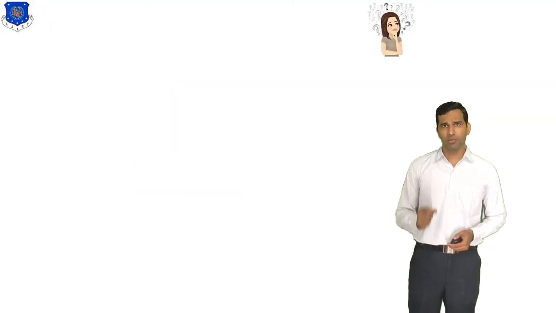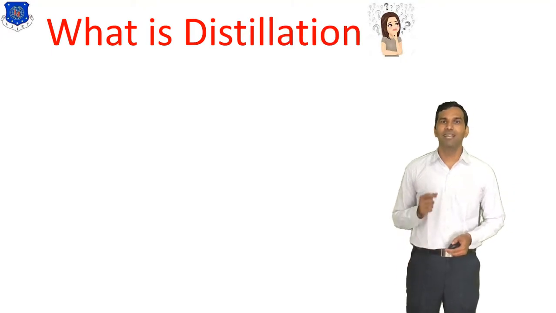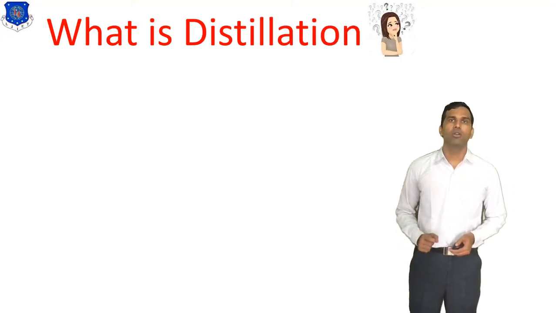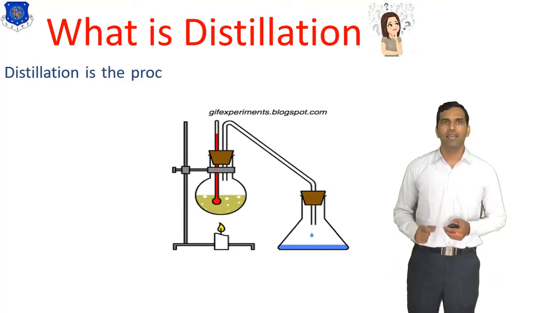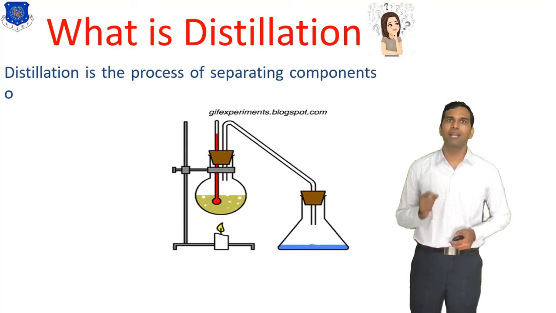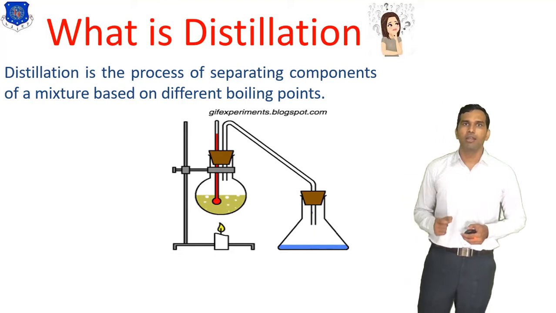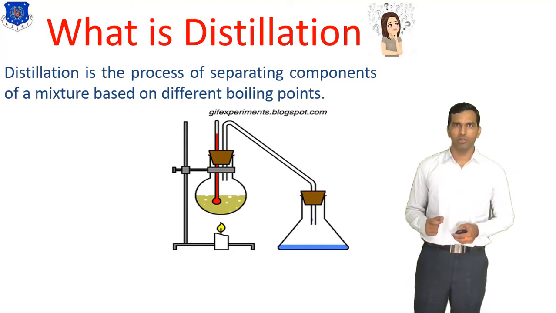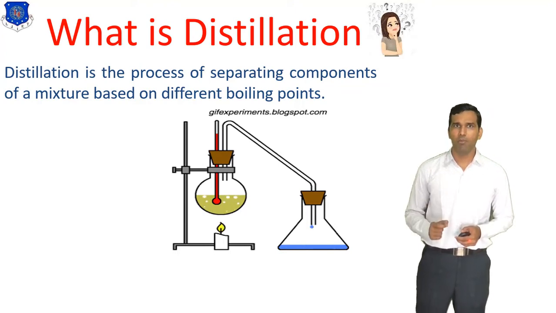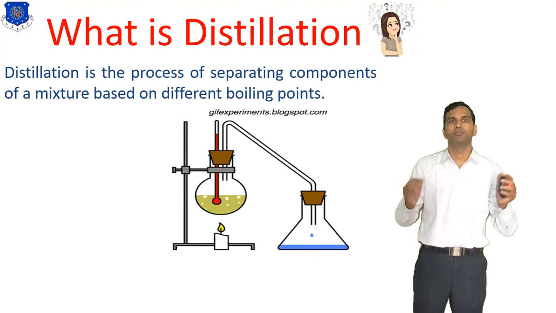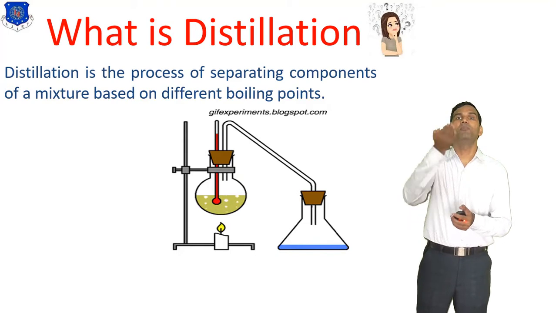First of all, one question comes to our mind: what is distillation? So, the answer is, distillation is the process of separating components of a mixture based on different boiling points. So, distillation is a simple process of separating components of a mixture based on different boiling points.